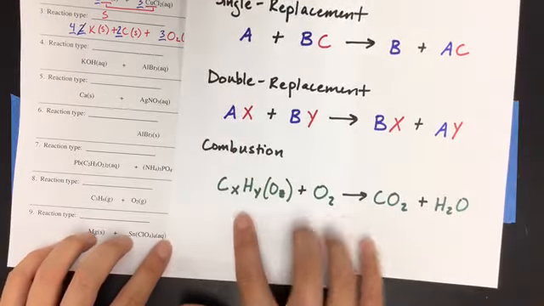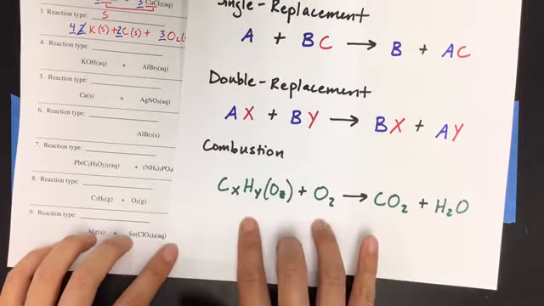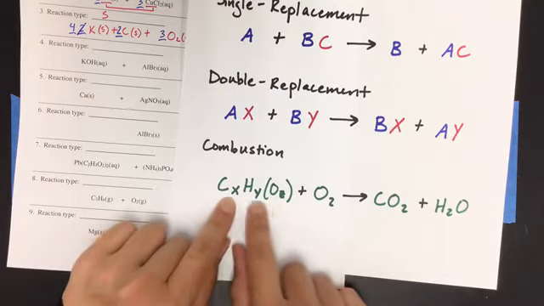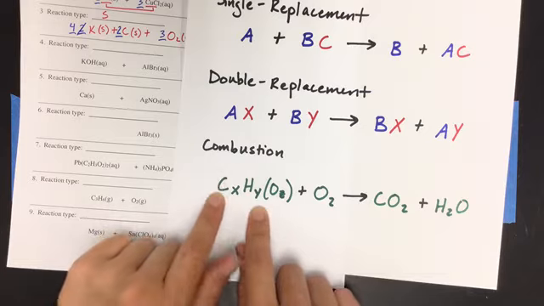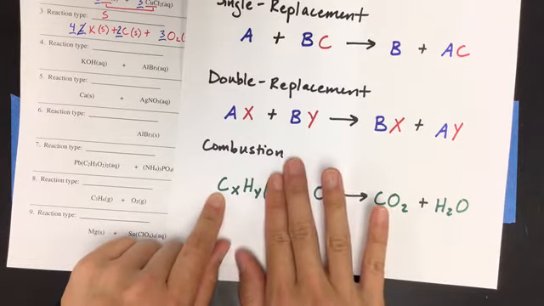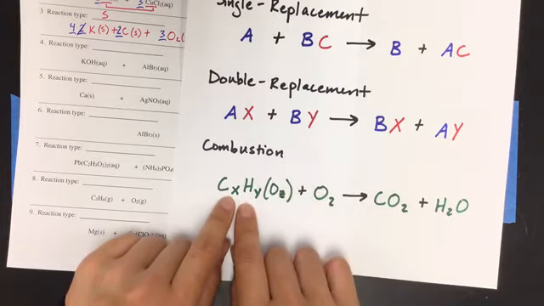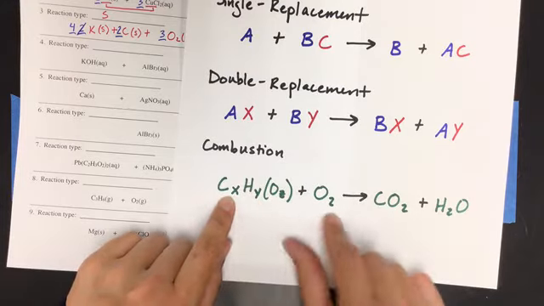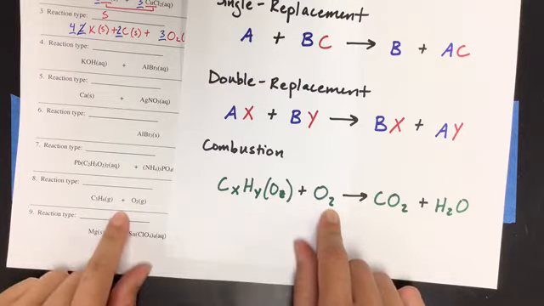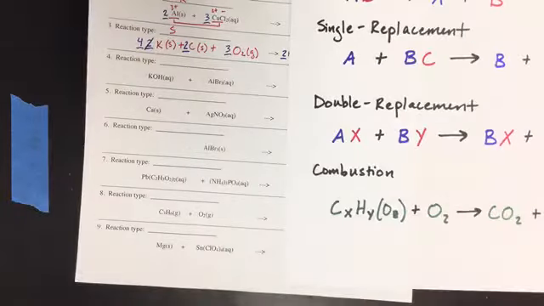Notice it matches up with this last one, the combustion one. So in the combustion one, what this means is this is any compound that's made up of carbon and hydrogen, and maybe it has oxygen, but it doesn't have to have oxygen. So it has some number of carbons, some number of hydrogens, and it's reacting with oxygen. If that is the case, like we have here, it is combustion.